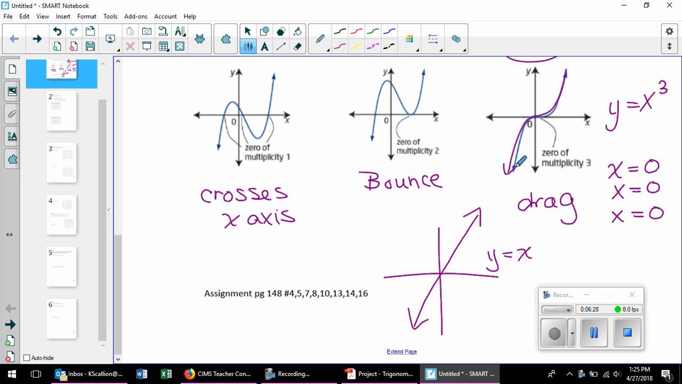And then this one is also a cubic function. It has the exact same intercept 3 times, and it creates a drag. So cross, bounce, or drag. That's what you're going to be dealing with. Got it? We're only going to go cross, bounce, drag.